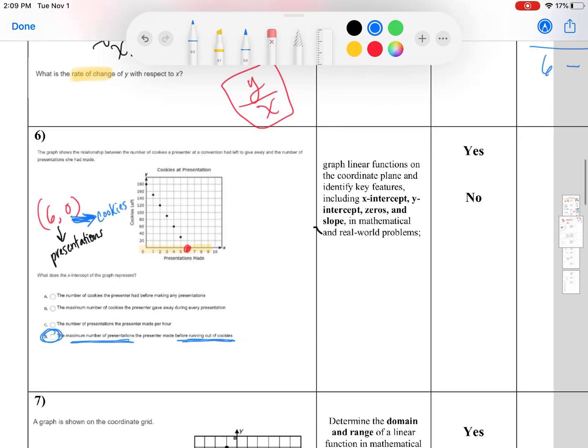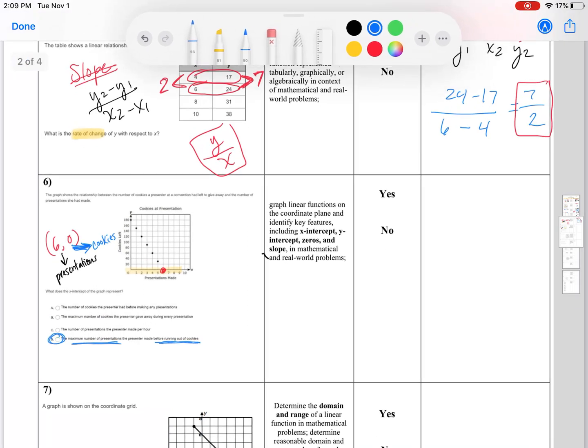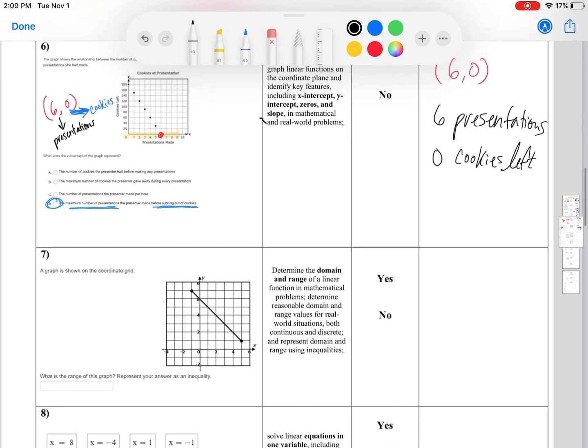So the correct answer is D. So in your work, you can say that the x-intercept is 6, 0. So after 6 presentations, we have 0 cookies left. 6, comma, 0.